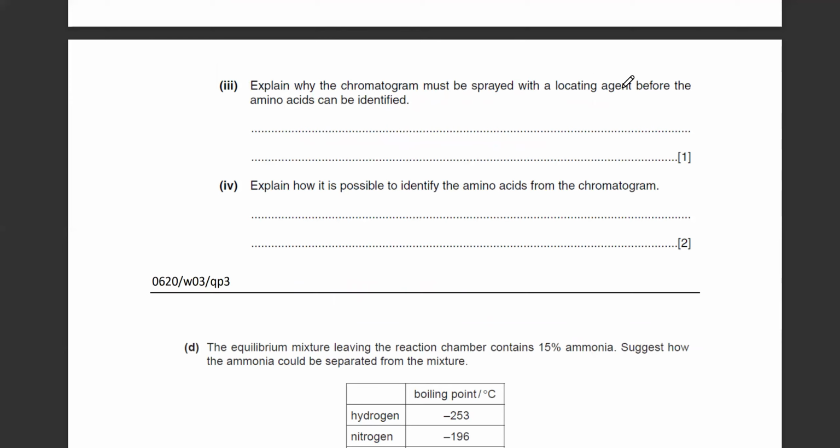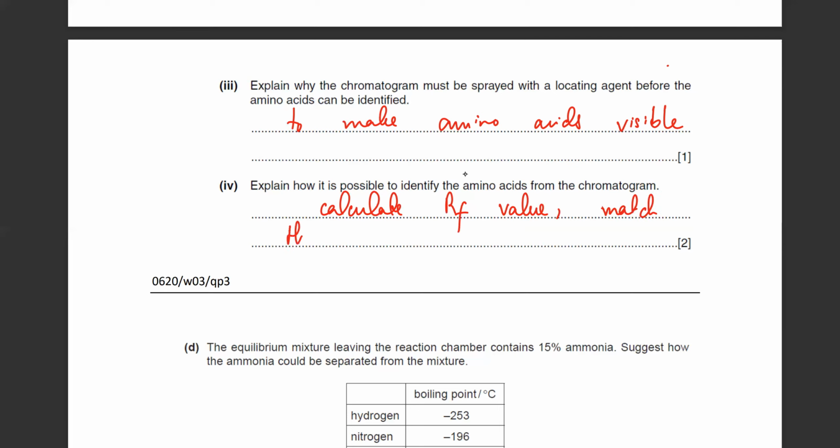As I explained, why must the chromatogram be sprayed with a locating agent? Because you can't see the amino acids, so to make the amino acids visible. And explain how it is possible to identify the amino acid from the chromatogram. So what do you calculate in chromatography for identification purposes? You basically calculate the Rf value. Because I told you every substance has a unique Rf value, so you calculate the Rf value, and if you want to identify it, you match those Rf values with known samples.